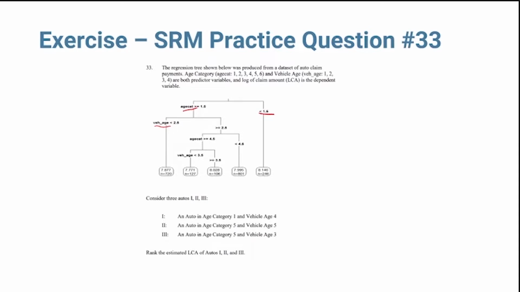So this would be similar to having a linear model where you have age_cat interacting with vehicle age. Just remember the definition. An interaction is when the impact that a predictive variable has on the response is different depending on the values of another predictor that's in the model.